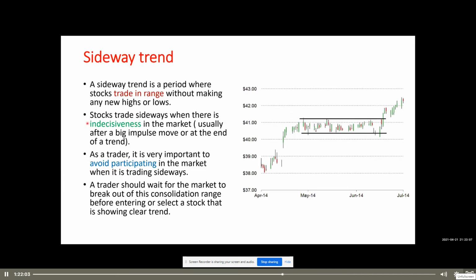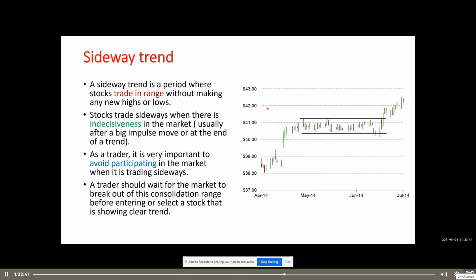Anyway, it's very important to not participate in the market when it is trading sideways. As a trader, what you can do is wait for the market to break out of this consolidation range before entering, or select a stock that is showing a clear trend. Now, if you see Tesla behaving choppily, you don't have to trade Tesla. You can trade SQ or Roku or something else that's showing a clear trend. That is a decision that you can make. Or if everything is chopping around, you can just choose to trade something else or wait for the perfect opportunity when the stock breaks out of this range. So those are the important things.